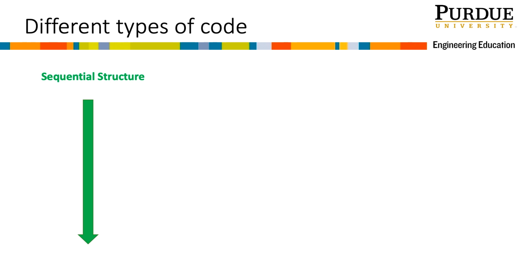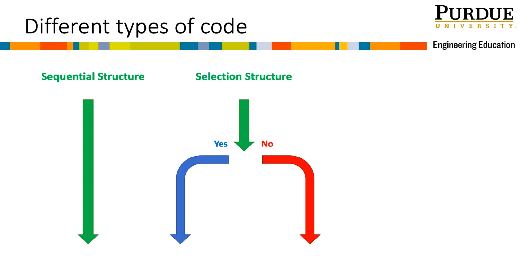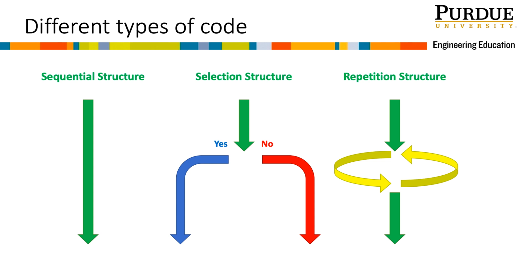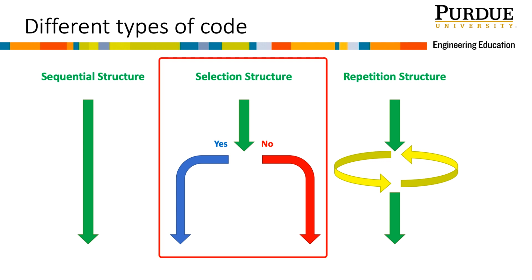Up to this point, we have only done sequential coding, meaning that each command is executed in the order it appears in the code. Selection structures branch code based on a logical condition, and repetition structures execute commands multiple times based on a logical condition or by setting a counter. This module is concerned with the selection structures.